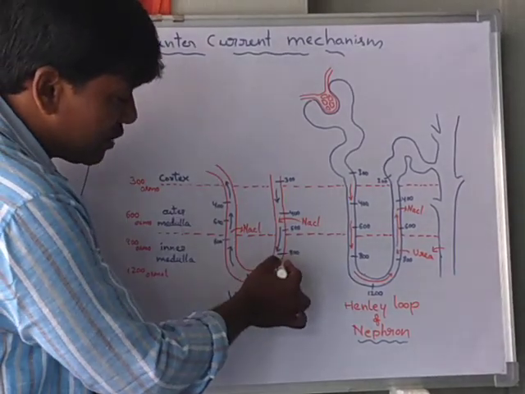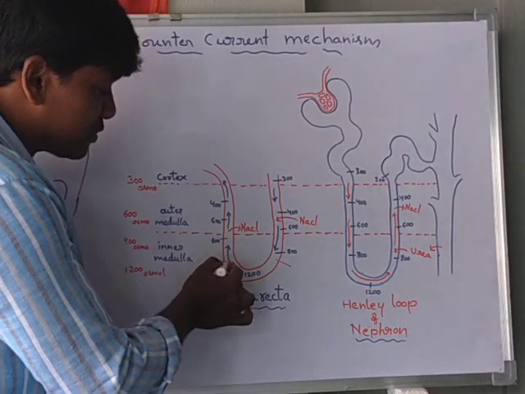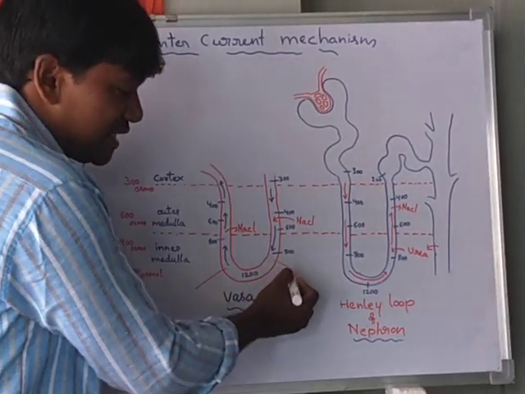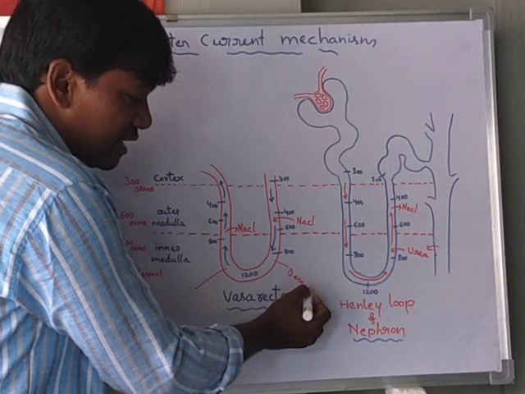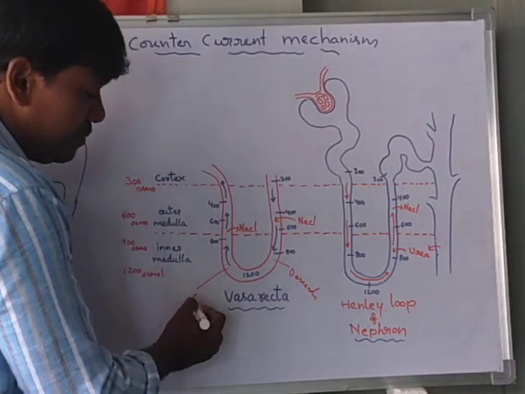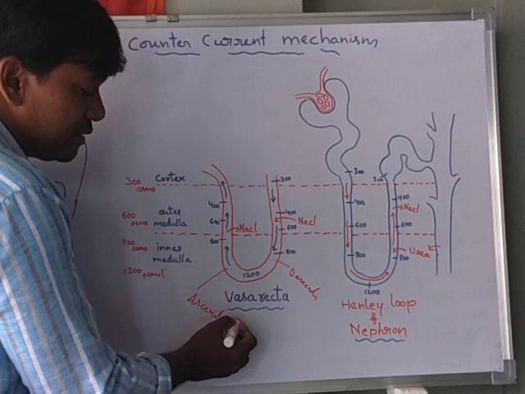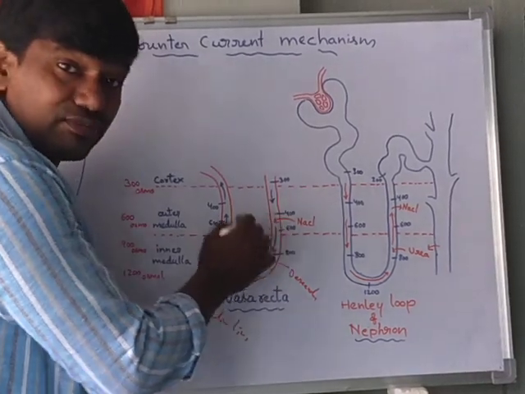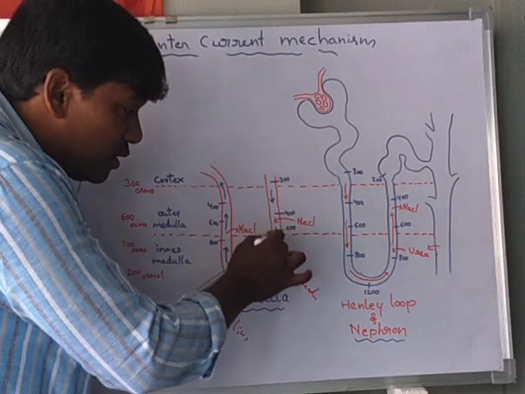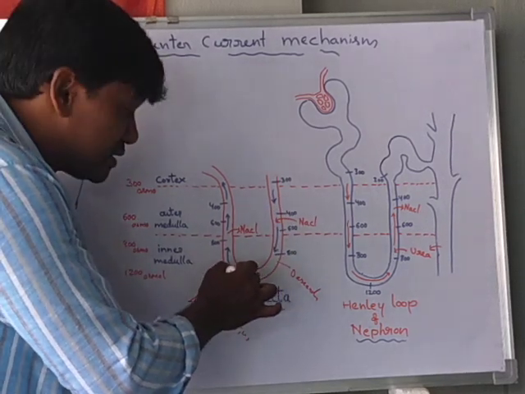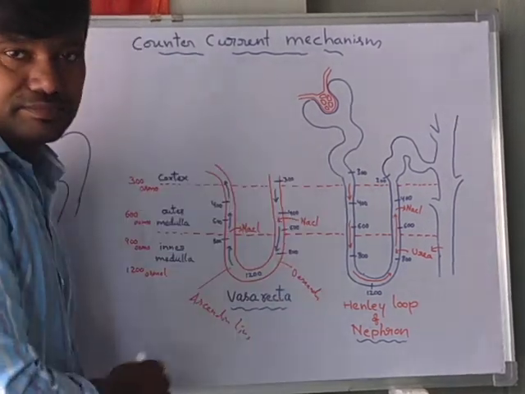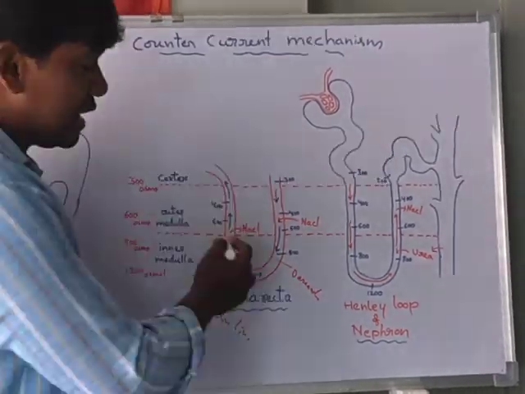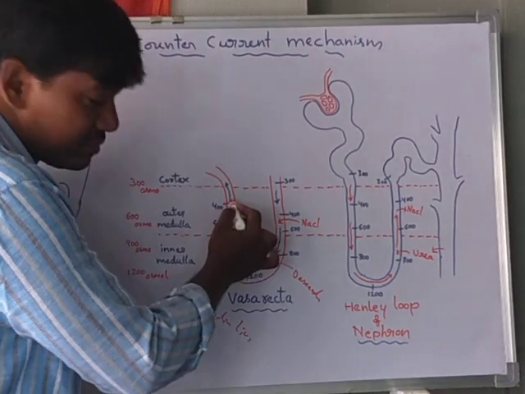This one is the descending limb and this one is the ascending limb. Here also the flowing of blood is in a counter current pattern. That means the blood flows in the opposite direction in the two limbs, like this.